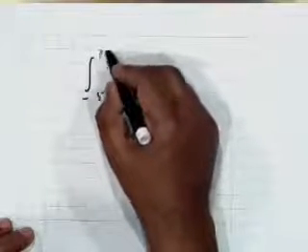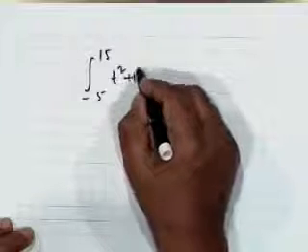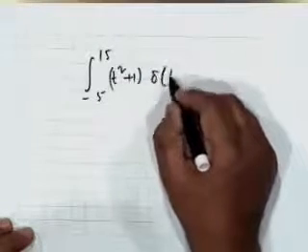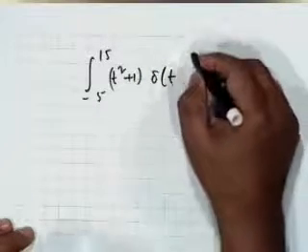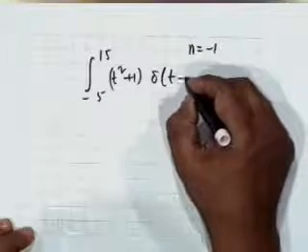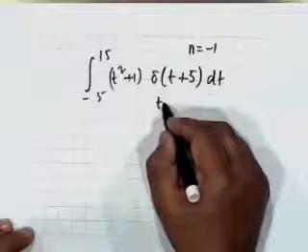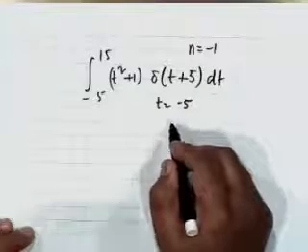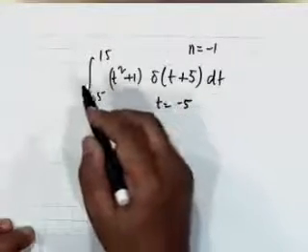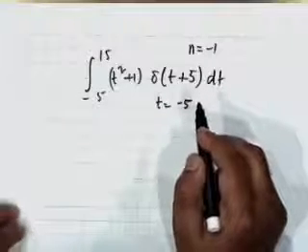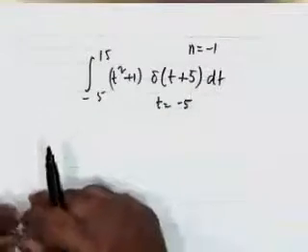For example, the first one should be minus 5 to 15 of t square plus 1 delta of t if n equal to minus 1 plus 5 dt, and this exists at t equal to minus 5 only. Does it fall within the range of integration? No, sir. So this is not evaluation. We cannot evaluate. So this was slightly controversial.